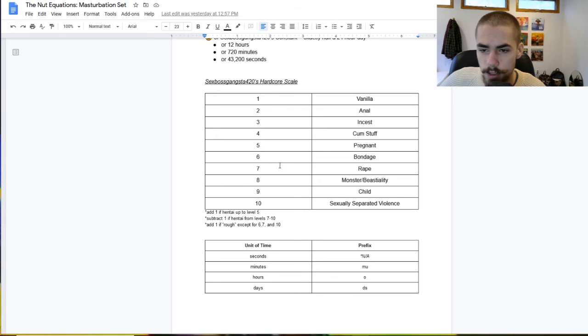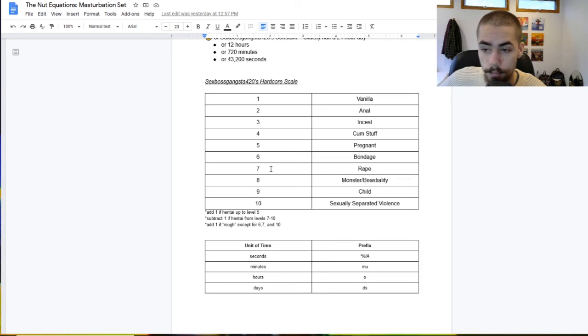Number 5 is pregnant. Number 6 is bondage. With bondage, we do not mean a spank or a slap, we mean more rough stuff. We're talking chains, whips, hot wax, maybe a hog tie or something of that nature. But not just a simple spank.